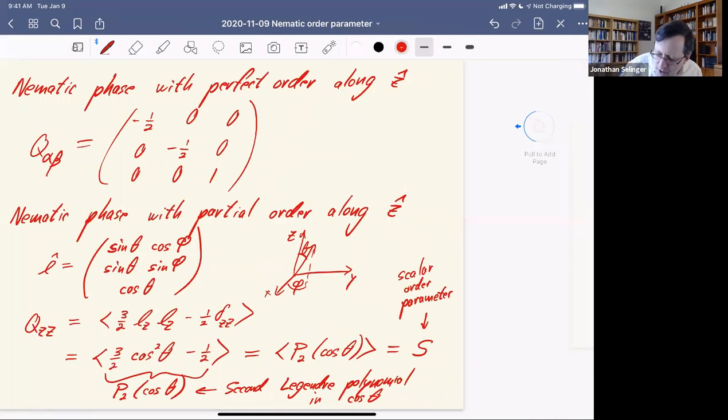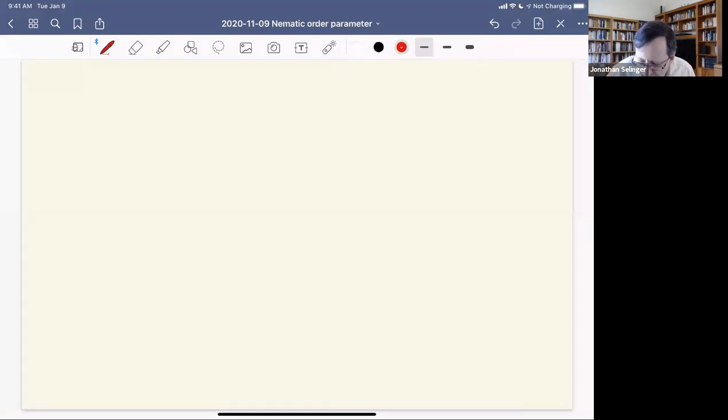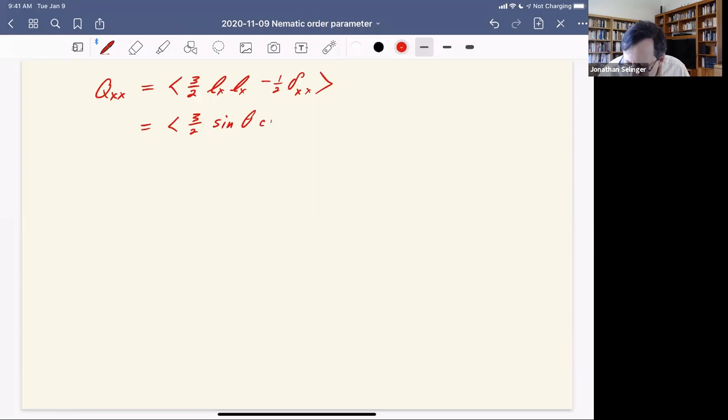What about the other quantities, like for example QXX? Let's figure that one out. QXX is the average of 3/2 LX squared minus a half delta XX. So that's the average of 3/2 times LX, which is sine theta cosine phi, squared: sine squared theta cosine squared phi, minus 1/2, since delta XX is 1.